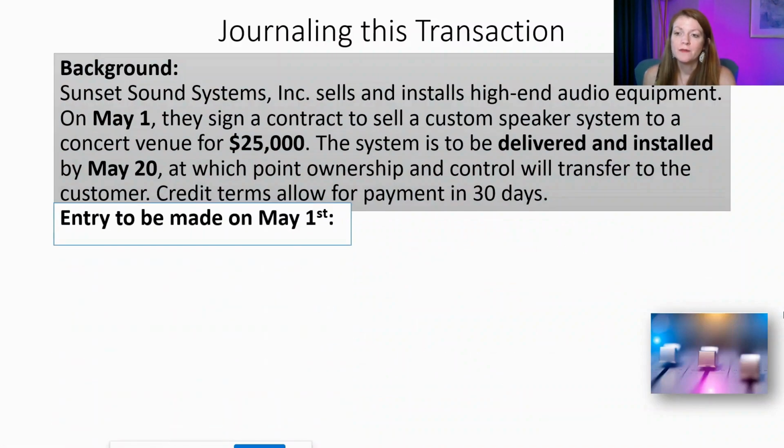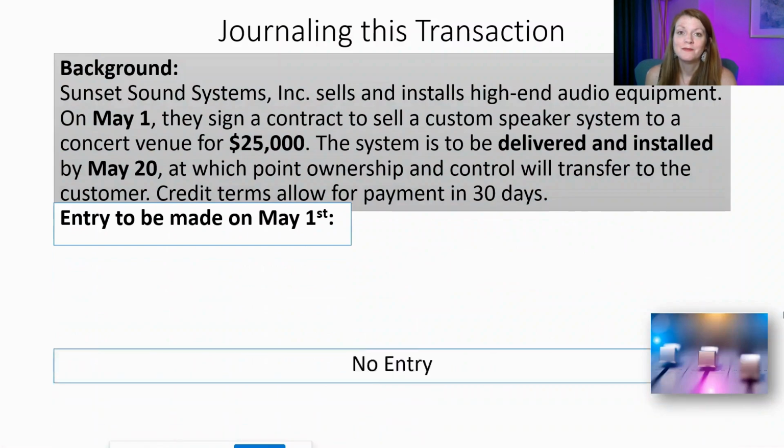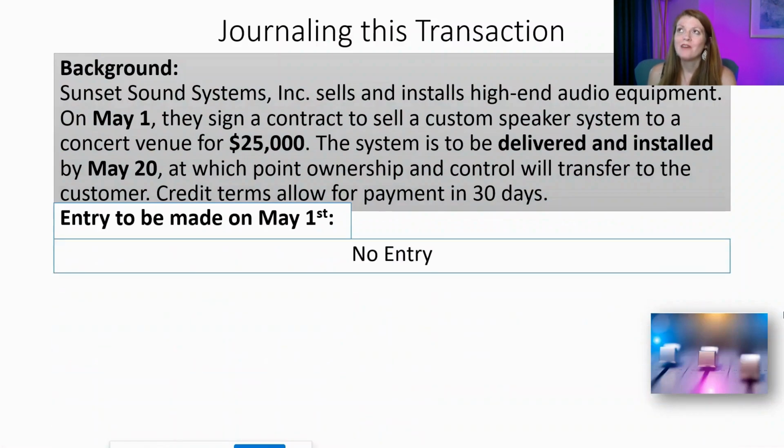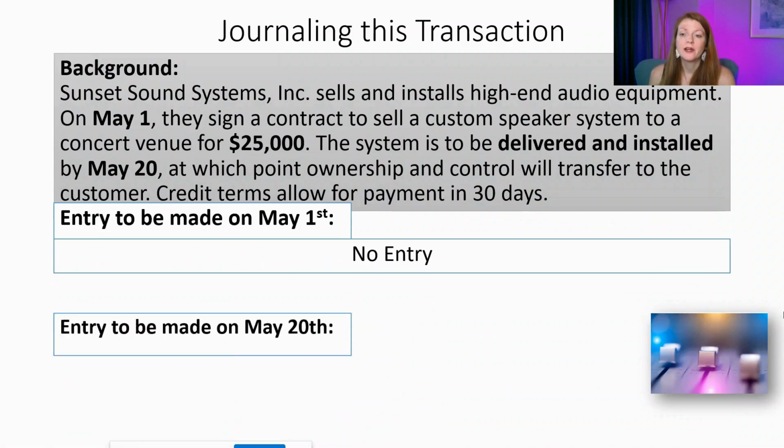Same information here, but here's the entry that is to be made on May 1st. Nothing. I feel like no entry is obviously the easiest. You're like, sweet, I don't have to make an entry. But at the same time, sometimes it's the hardest for students to get to because they're trying everything and it's wrong and it's wrong and it's wrong when it was really just no entry at all. So no entry on May 1st. We don't have to put anything in our accounting records on May 1st because it's just an agreement. Yeah, there's going to be some paperwork there, but it's not going to be put into the accounting records.